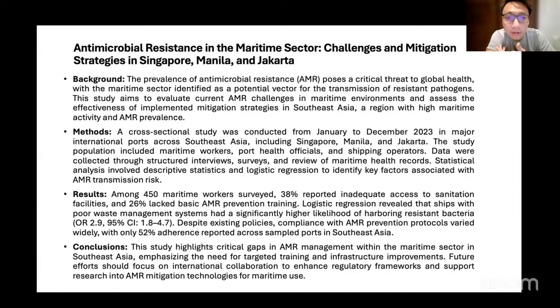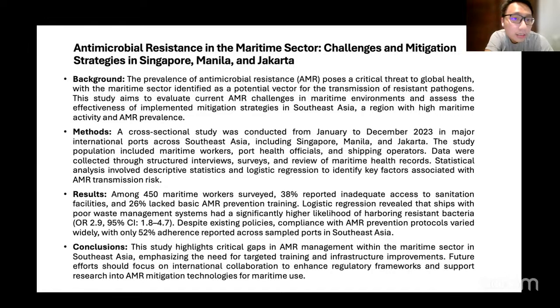And in a region of high maritime activity, what does that mean, high maritime activity? AMR prevalence, that's clear. So this would be my assessment of the first part. Next part will be the methods. In methods, you would go into the WH questions, ensuring that your who, your why, your what, your where is in the method.